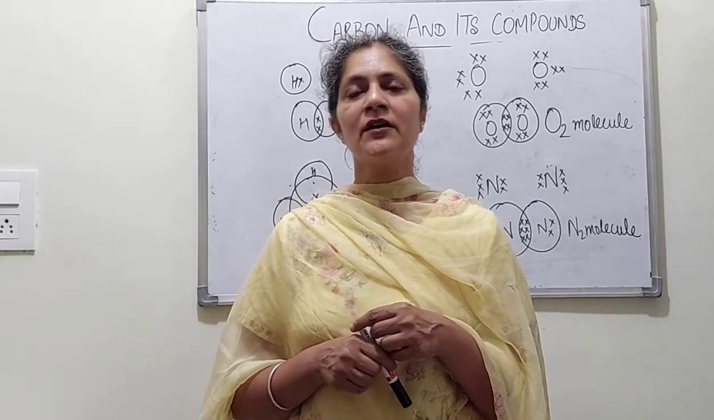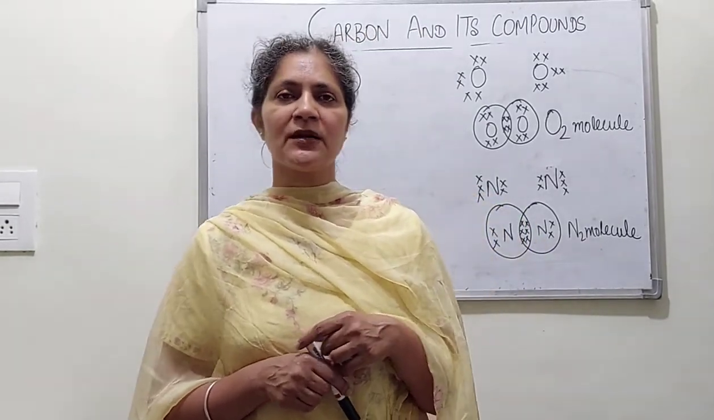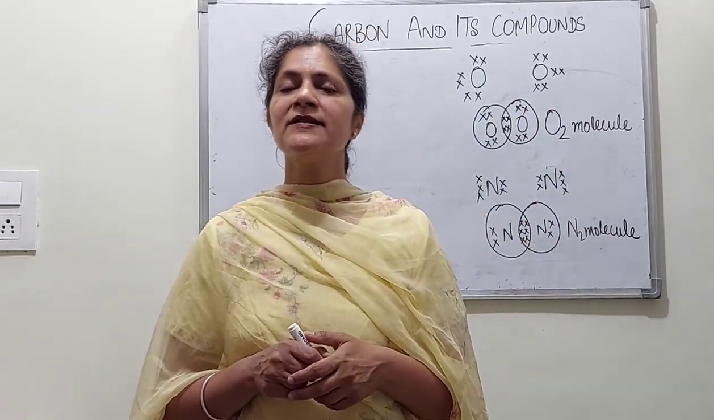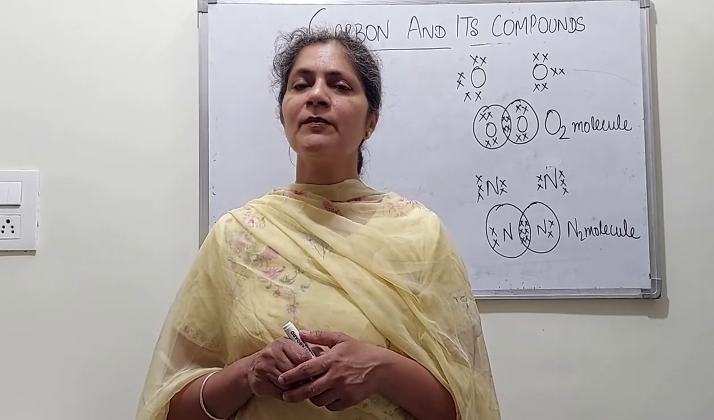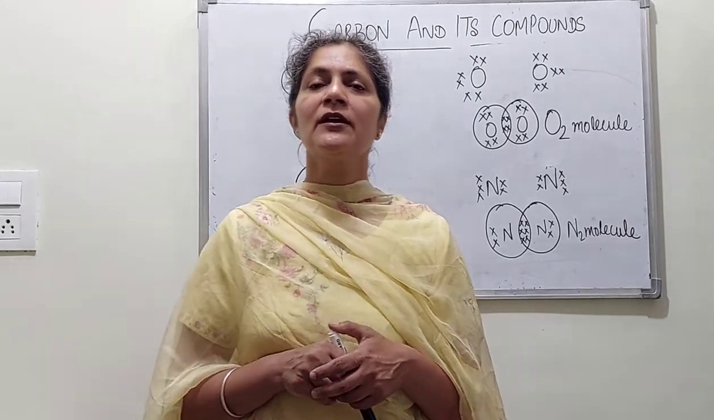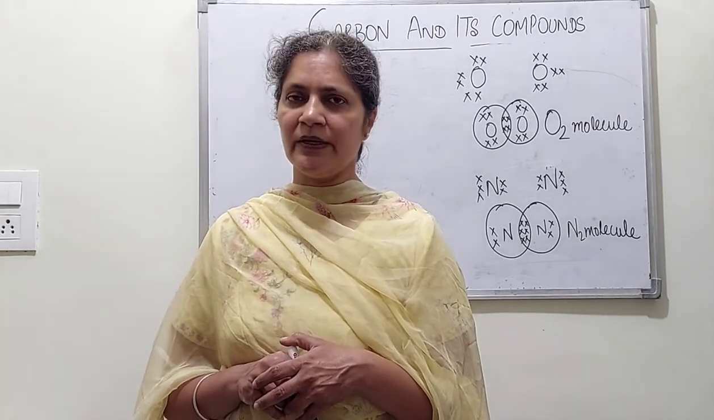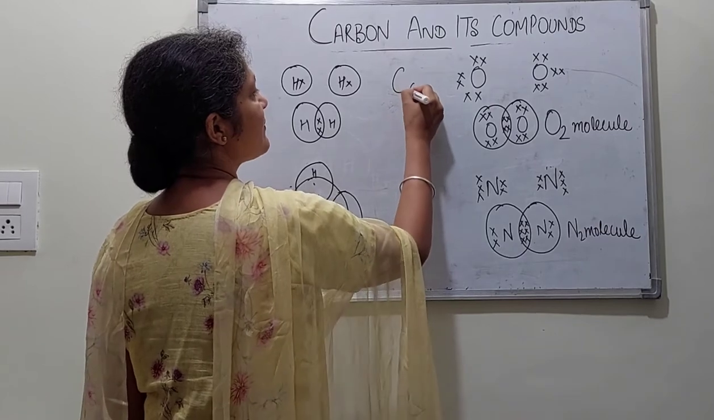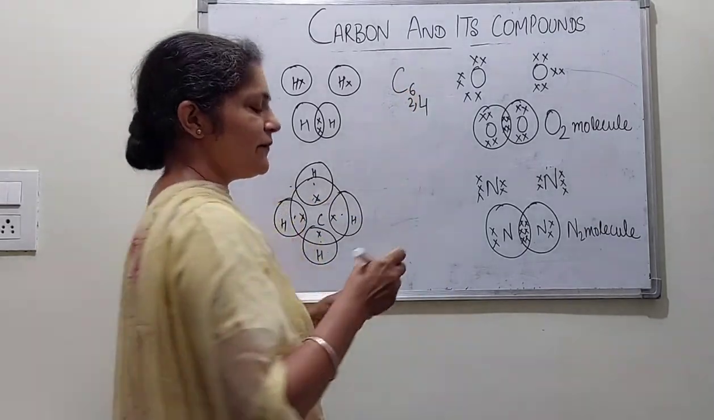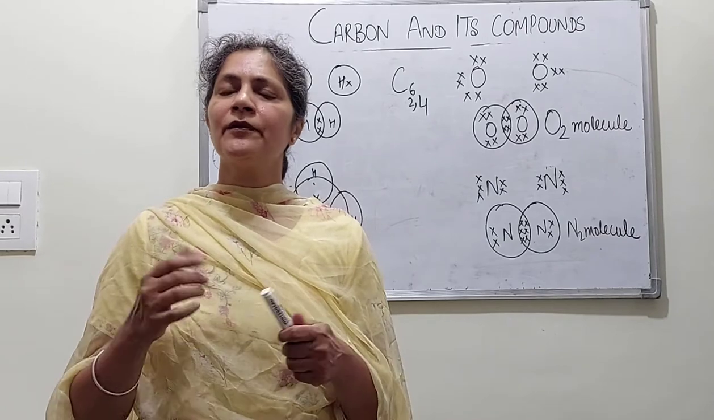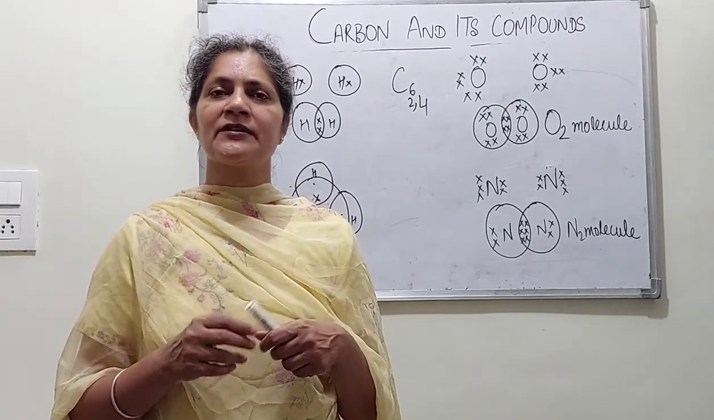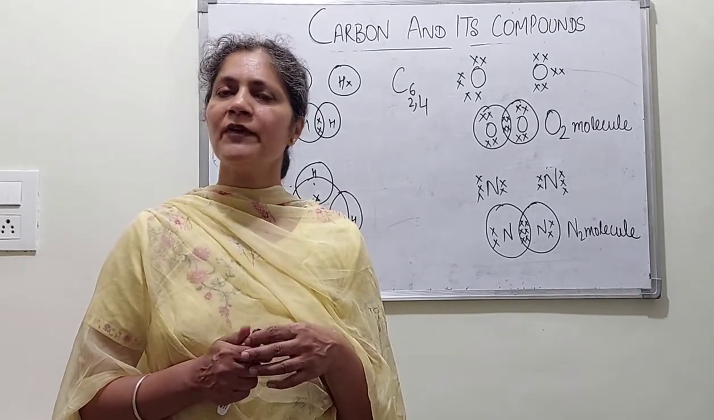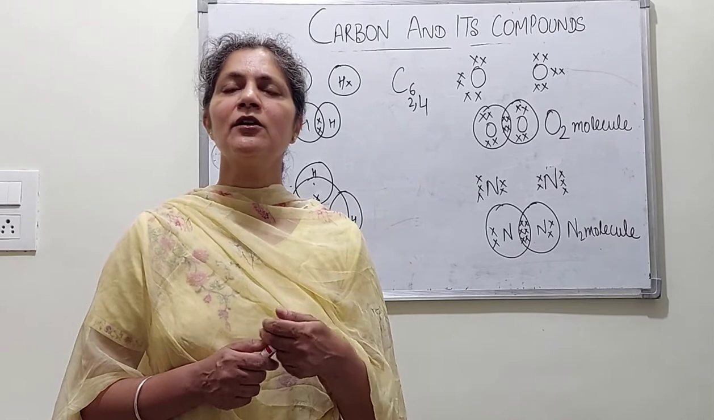Today students, in the continuity of the previous topics and the chapter carbon and its compounds, we are going to discuss some simple molecules. Students, in the previous lecture, we discussed the covalent bonds formed by carbon. Because carbon, whose symbol is C, has atomic number 6, configuration 2 and 4. It cannot gain 4 electrons or lose 4 electrons. So carbon always shares 4 electrons to form a covalent bond, which is formed by the sharing of electrons.